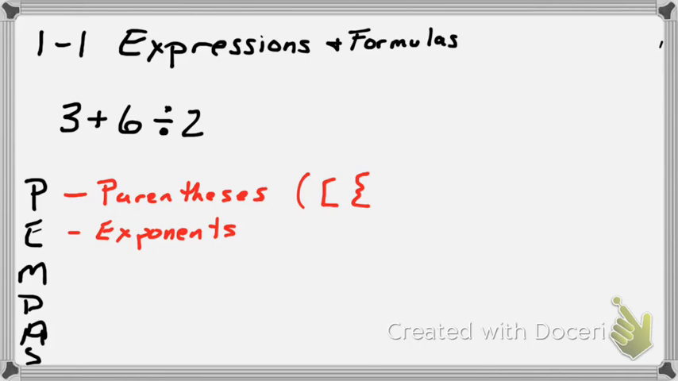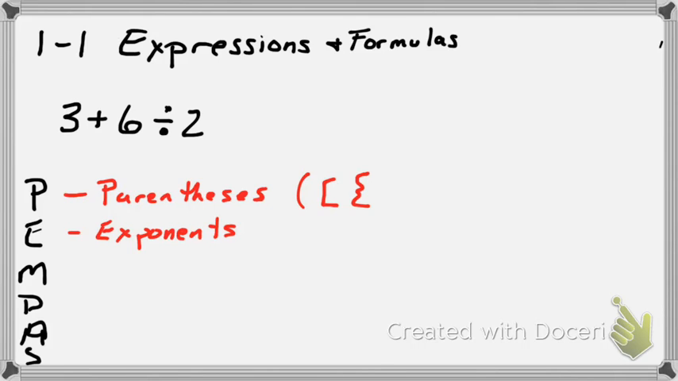E stands for exponents. That's the next thing you do. We're listing the order in which you do things. And this is all review. There's nothing here that should be groundbreaking in any way. Parentheses, exponents. Neither of those appear in the problem that you see on the screen. 3 plus 6 divided by 2.